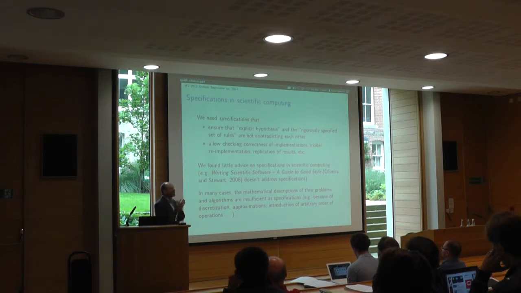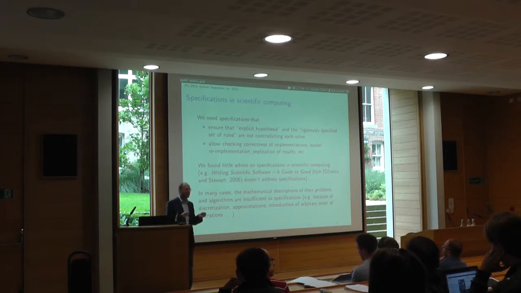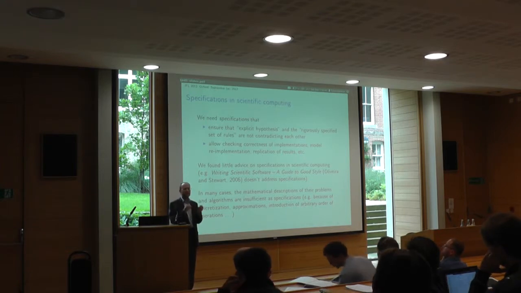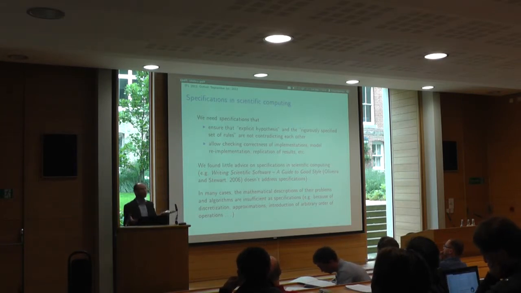So we need specifications. We need to tie up these two things, the hypothesis and the rules that give you the data, right? And we want to do this because nowadays, as I said, this is very common. And computer simulations play largely the role of laboratory experiments. And these are the things that we're supposed to replicate, to verify, to check, right? Otherwise, the results are going to be insubstantiated.